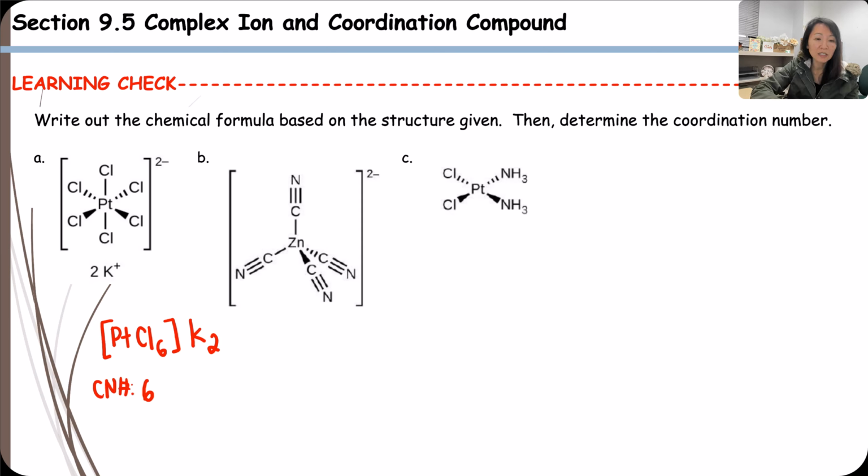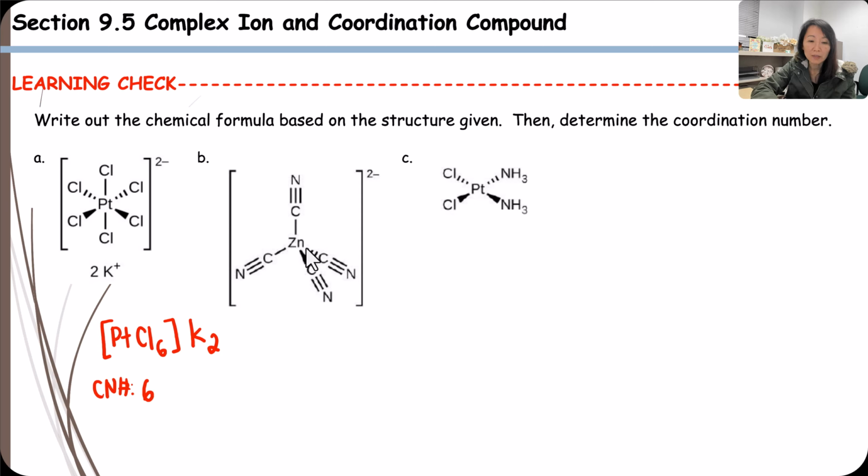Now, say you didn't see this image and you're just given the formula. How do you find the coordination number? Well, you can look at the subscript over here and see what's being attached to the platinum. You can already tell there's going to be 6.